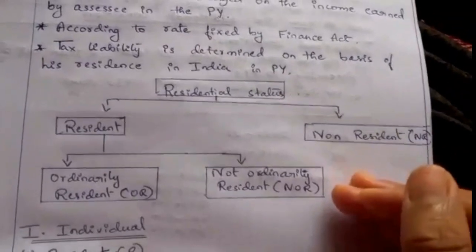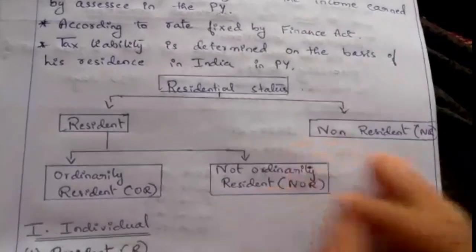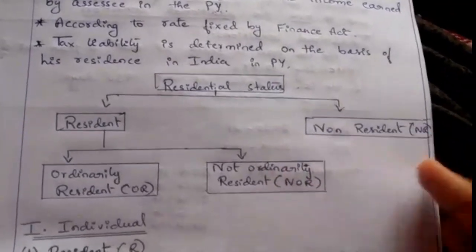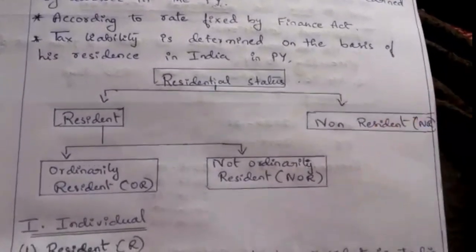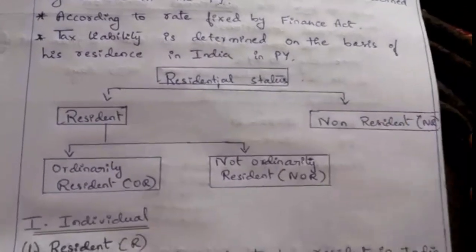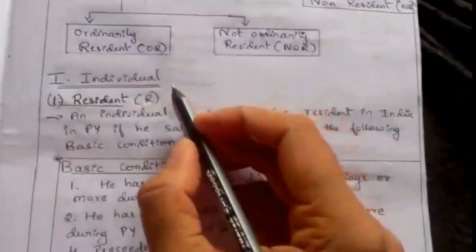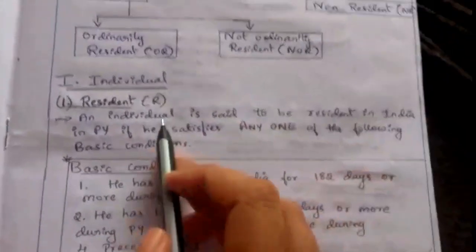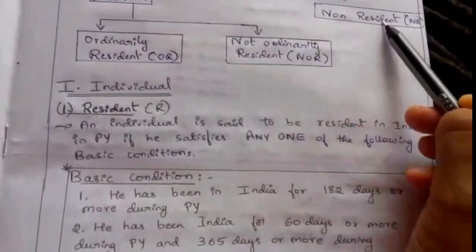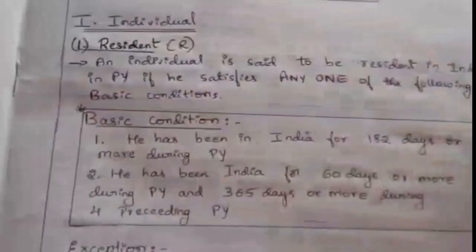This is calculated based on some conditions. The rule of residential status is not the same for all assessees like individuals, HUF, firms, company. The rule will differ. In the first case, let's see the rule for residential status in the case of an individual: resident, non-resident, ordinarily resident and not ordinarily resident.